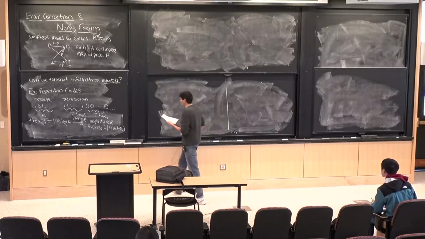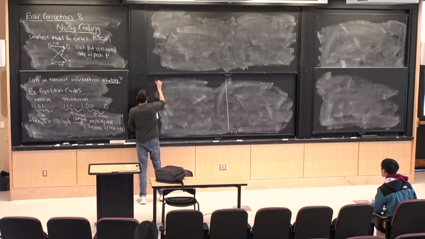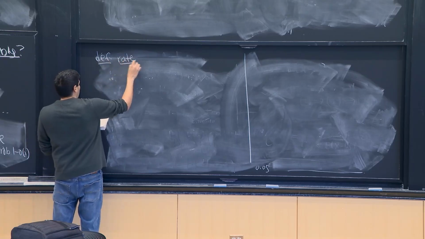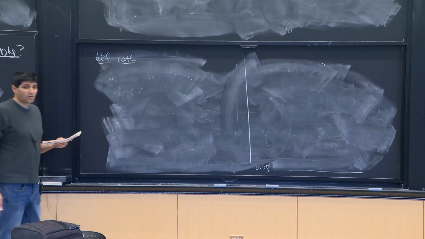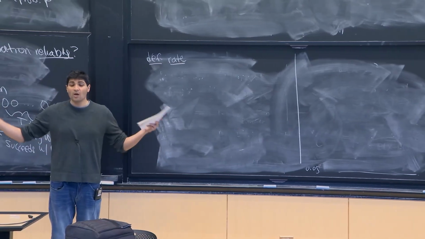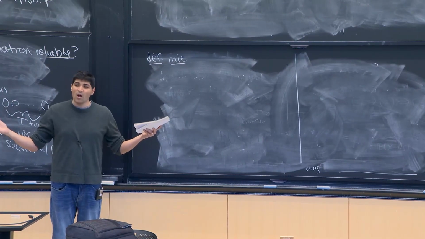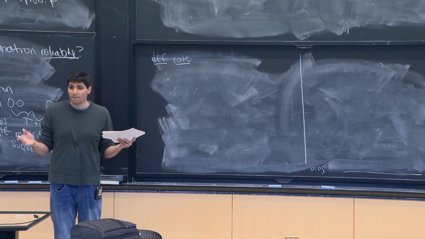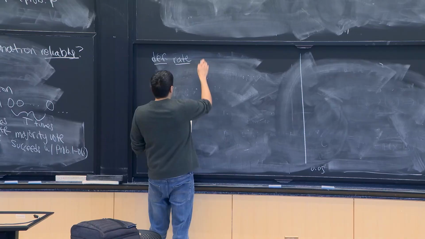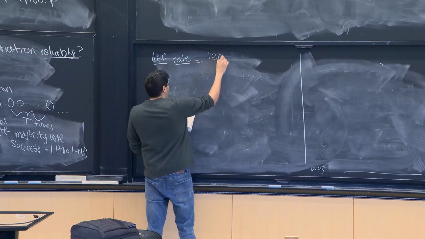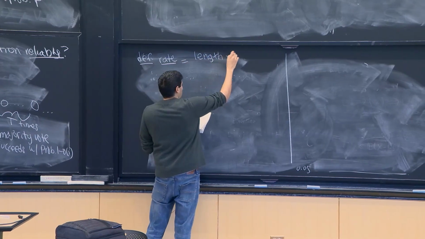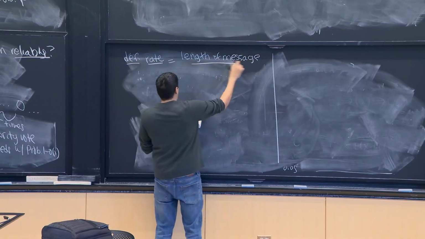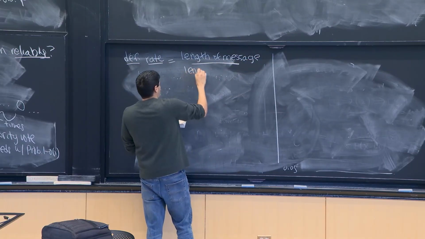So let's make precise some of the things that we talked about intuitively. We can talk about the rate of a code. The rate describes, however long my transmission is, how long is that compared to how much information I'm actually transmitting. So in particular, it is the length of the message divided by the length of the transmission.